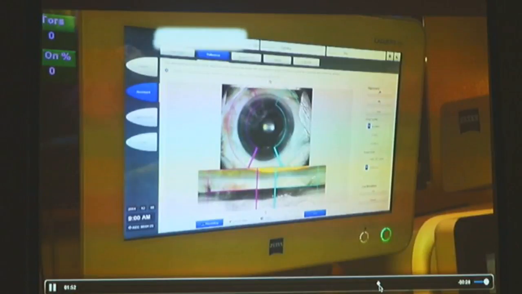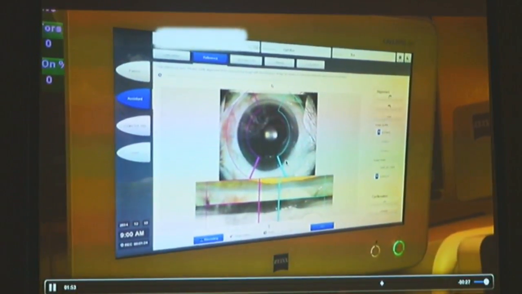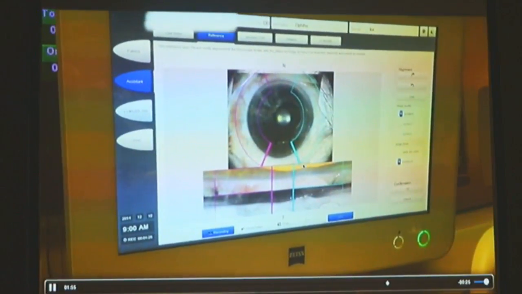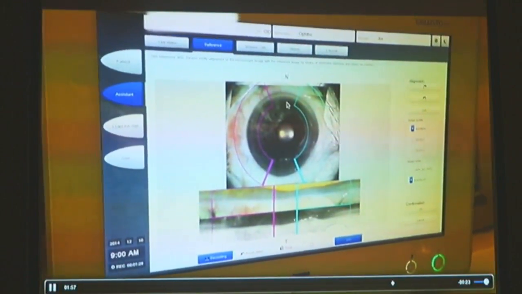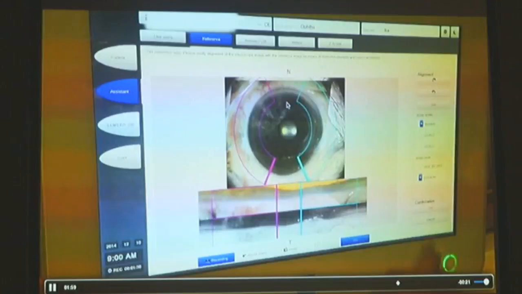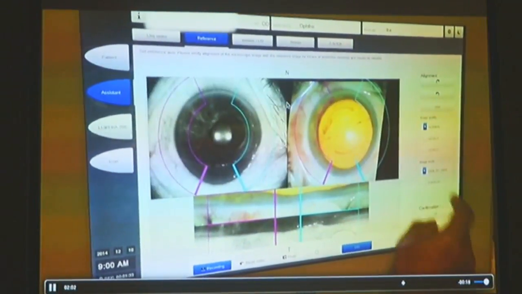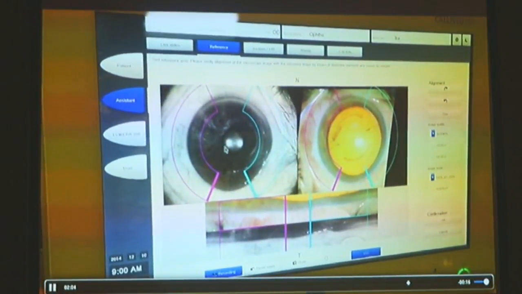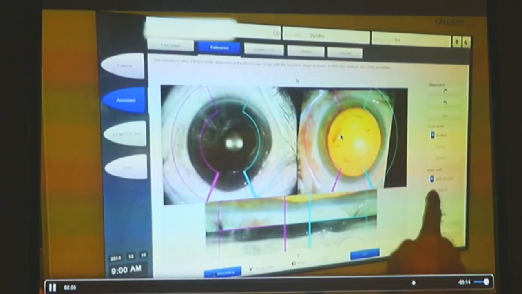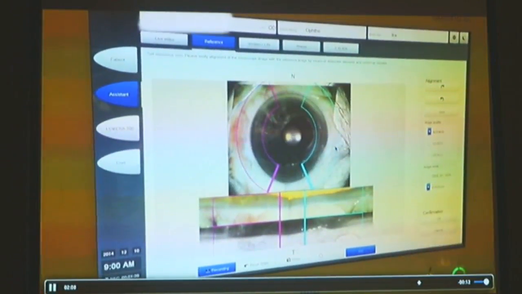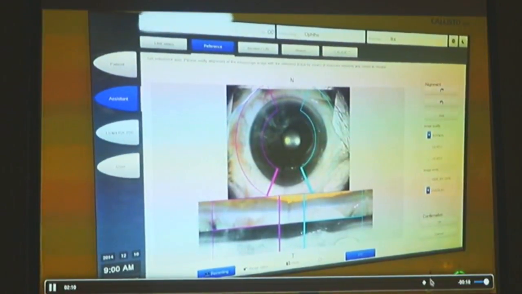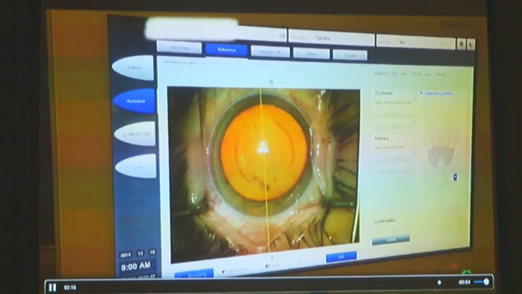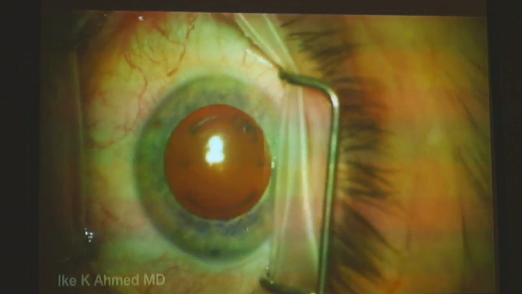Now look at this, the important step. This is the registration process. We take the preoperative image and match it with the intraoperative image to make sure that the landmarks are lined up. It does it automatically. You see pre-op and intra-op, side by side. So now the machine is locked in on the eye, so we know when we do the procedure that we will be lining up where we should be.